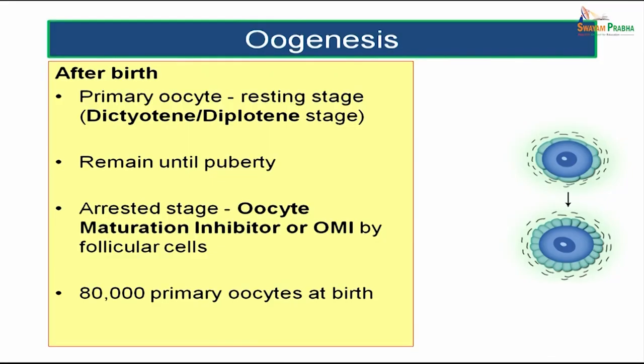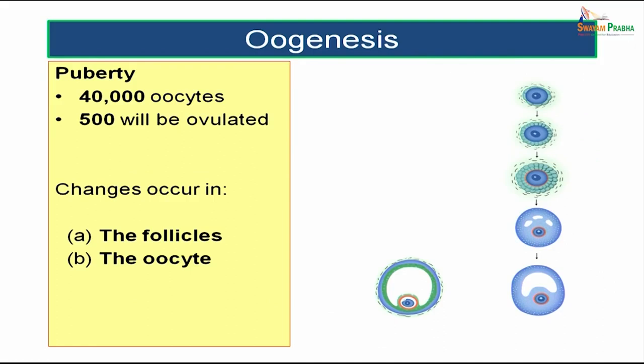And at birth, we can estimate that roughly 80,000 primary oocytes are present in a female child. And when the child attains puberty, there will be only roughly 40,000 oocytes, and during the reproductive period, only 500 will be ovulated.